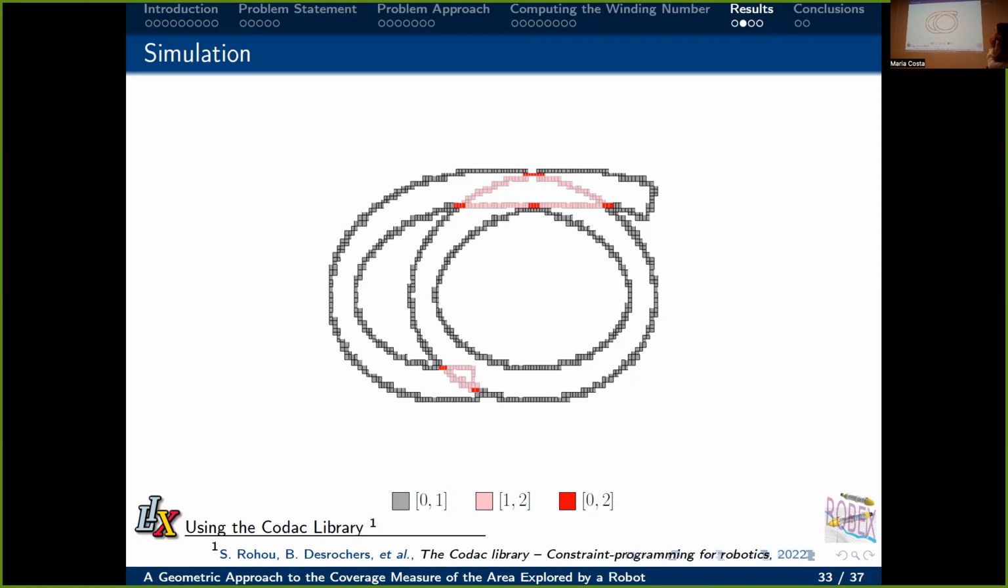So we can determine, for example, the points with a winding number between 0 and 1, 0 and 2, and 1 and 2. And here, if we are only interested in characterizing the explored area, a point that has a winding number between 1 and 2 is a point that was surely explored because it was seen at least one time.